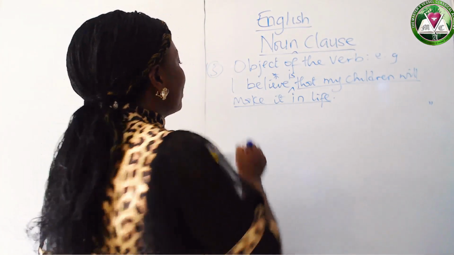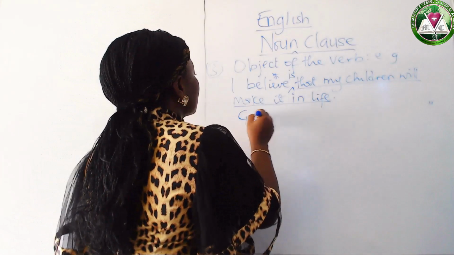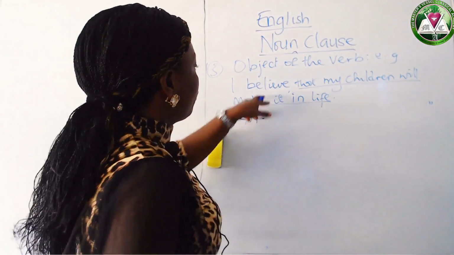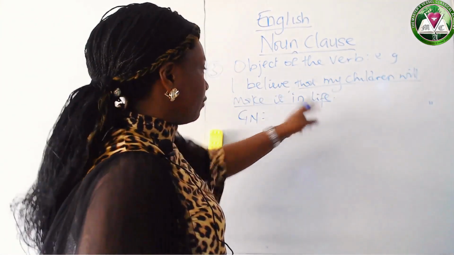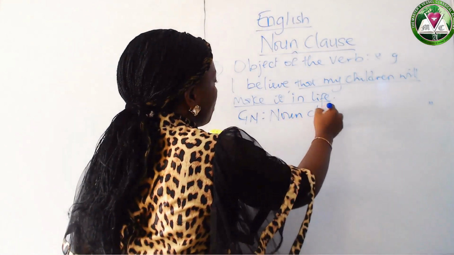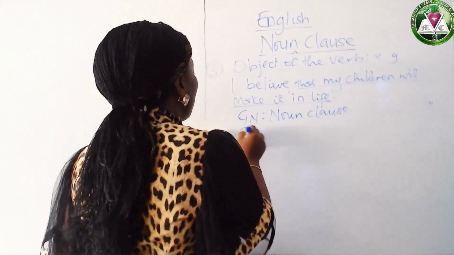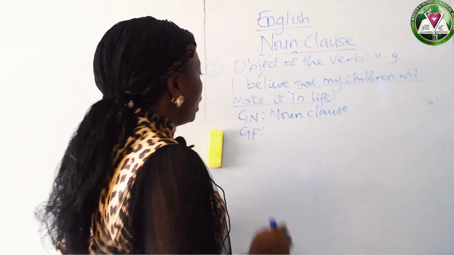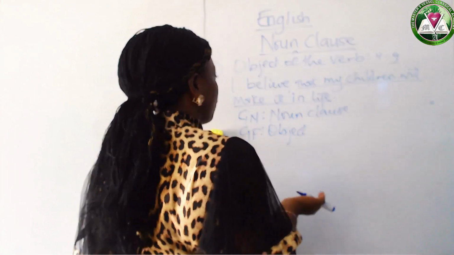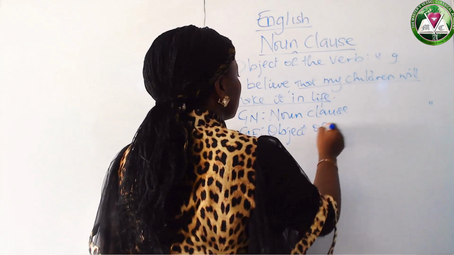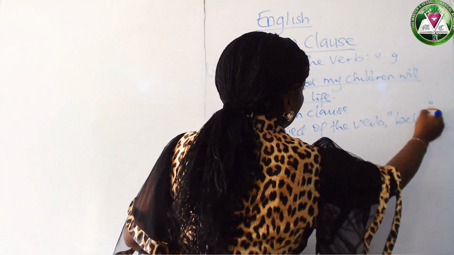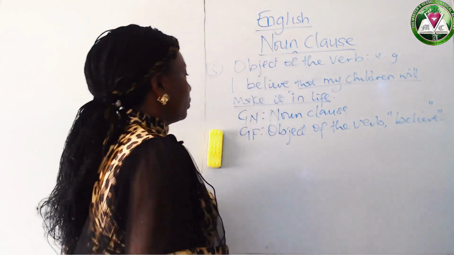I believe that my children will make it in life. Okay, we now have GN. So which verb do we have? Okay, now we have noun clause. Then our GF is object of the verb. Which verb comes after the noun clause? Believe. Okay, that's object of the verb.